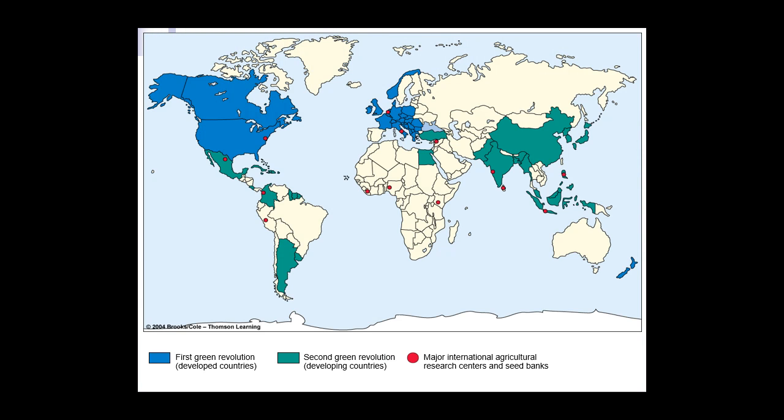So where does this occur? Again, very similar to what you saw before. The blue countries have already undergone a green revolution. We are producing huge amounts of food, relatively cheap, and able to feed a lot of people.